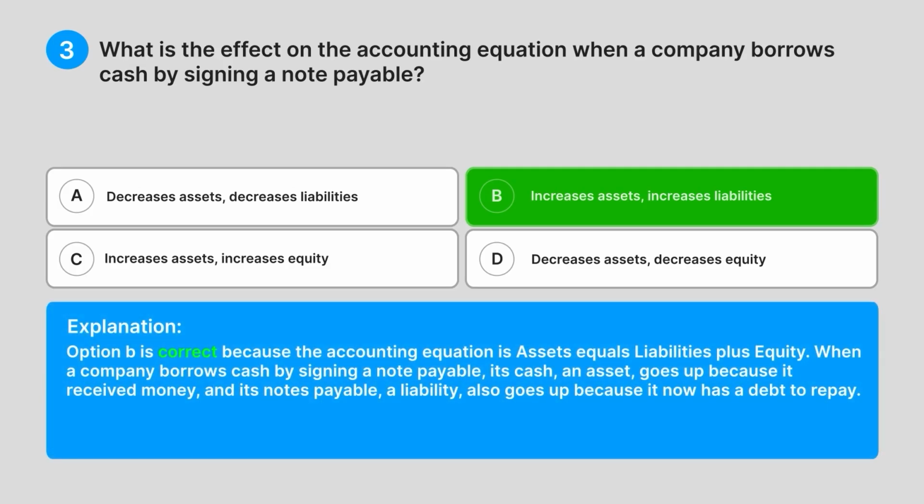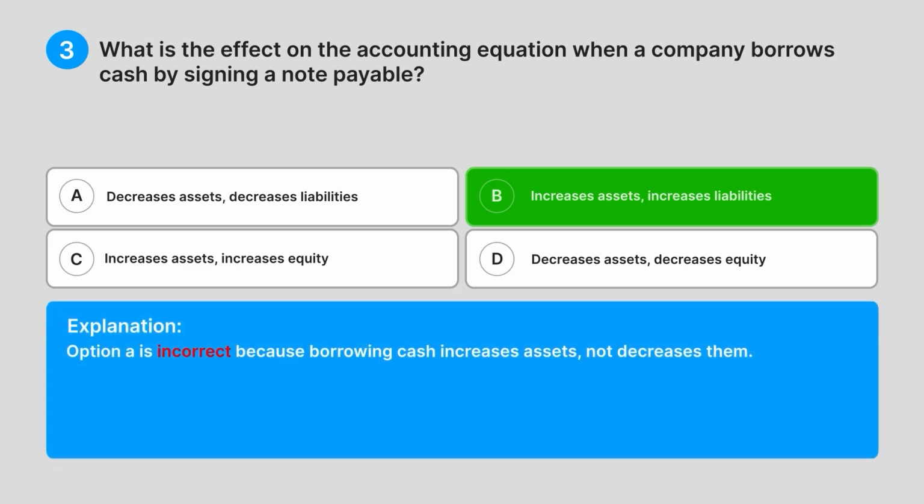Explanation: option B is correct because the accounting equation is assets equals liabilities plus equity. When a company borrows cash by signing a note payable, its cash, an asset, goes up because it received money, and its notes payable, a liability, also goes up because it now has a debt to repay.